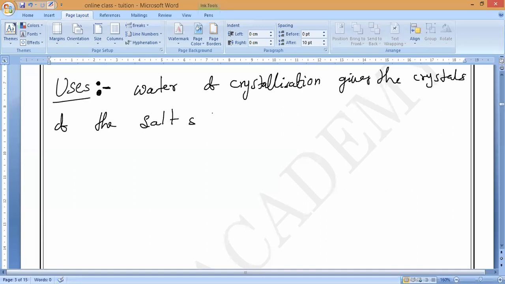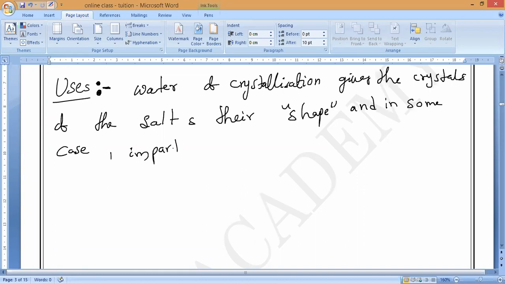Crystals of the salts, their shape, and in some cases imparts them color. That is what you should remember. That is what we should study.